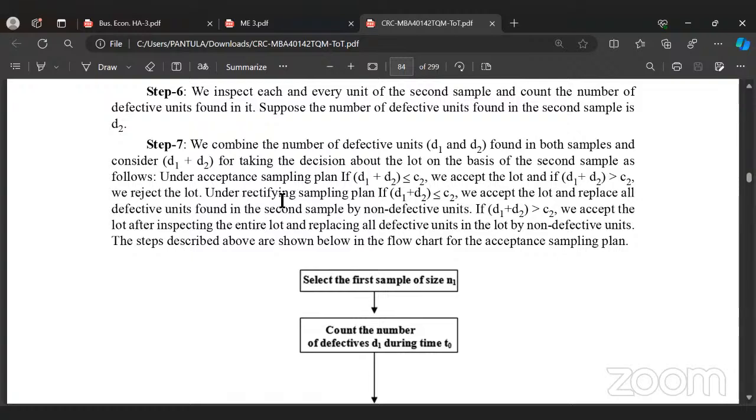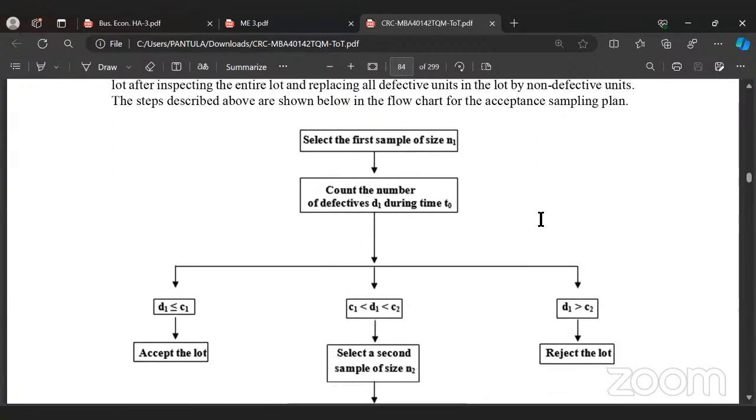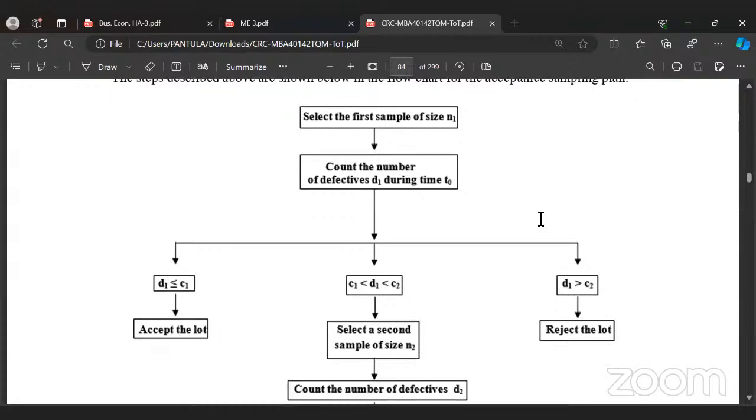That's it. So under the rectifying sample, if D1 plus D2 is less than or equal to C2, we accept the lot and replace the defective units found in the second sample with non-defective ones. So this is how the formula works. Now we are going to see it in a chart manner.